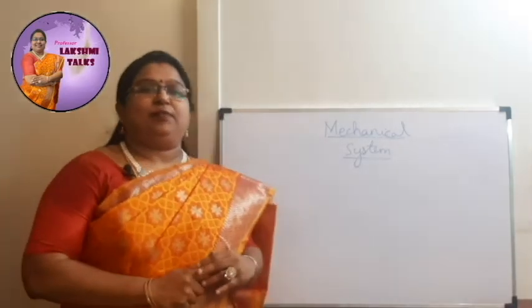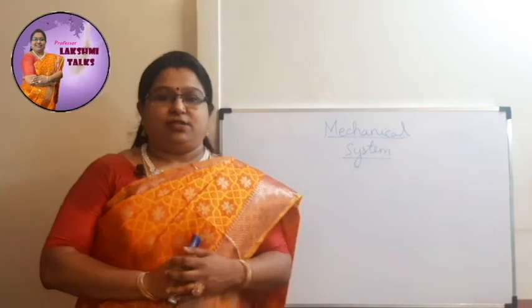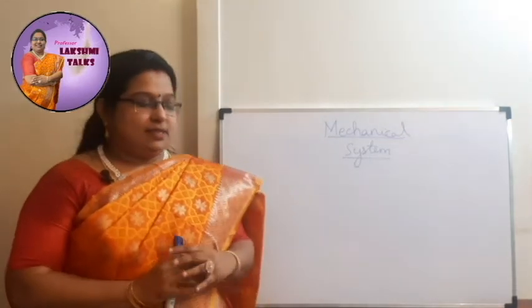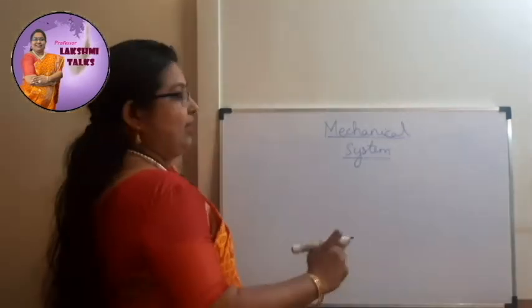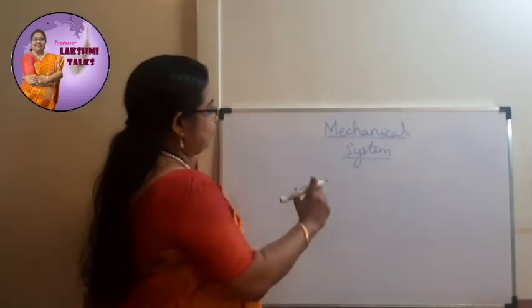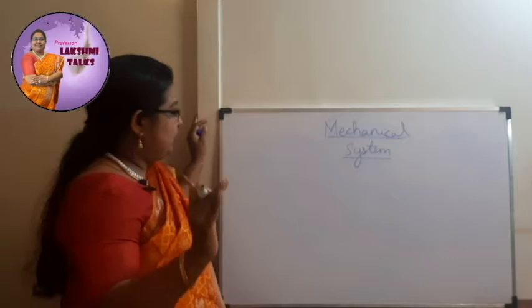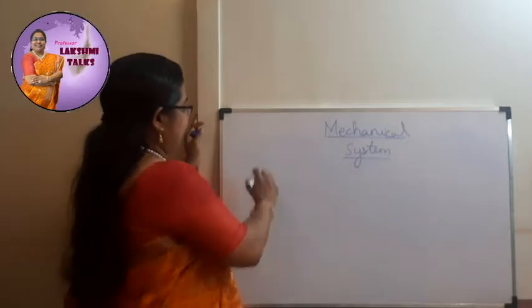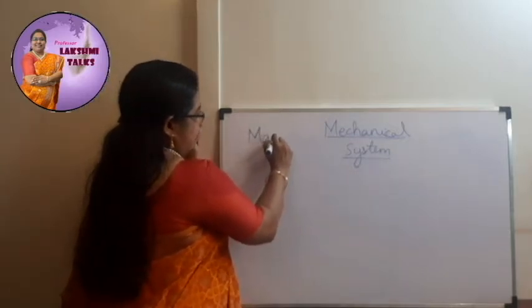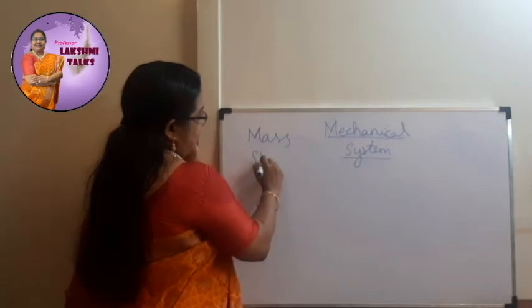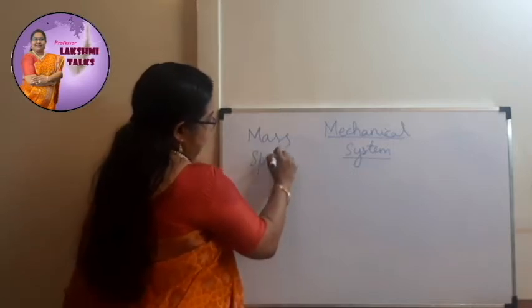Hello students. Now we'll see about a mathematical modeling of a mechanical system. When I say a mathematical model of a mechanical system, there are three elements which come to the picture. They are nothing but mass, spring and damper.